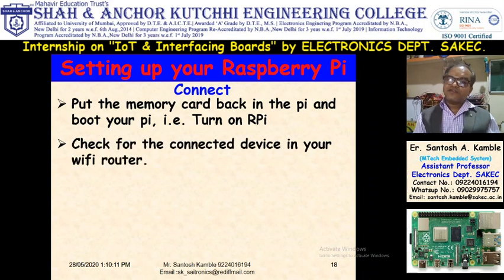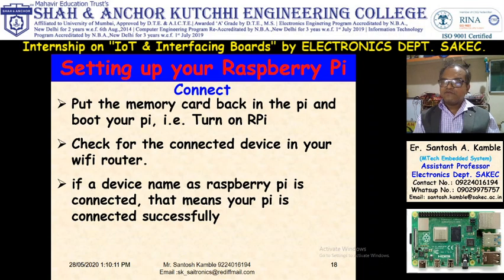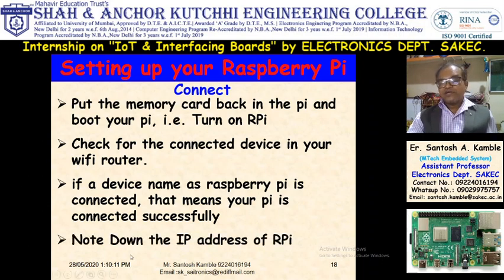Next, check for the connected devices in your Wi-Fi router. You have to find out the IP address of the Raspberry Pi, and for that you can check your device name. For checking the IP address, there are different softwares. You can use IP scanner also and note down the IP address. The IP address is very important. All operations, all connections are done through the IP address.